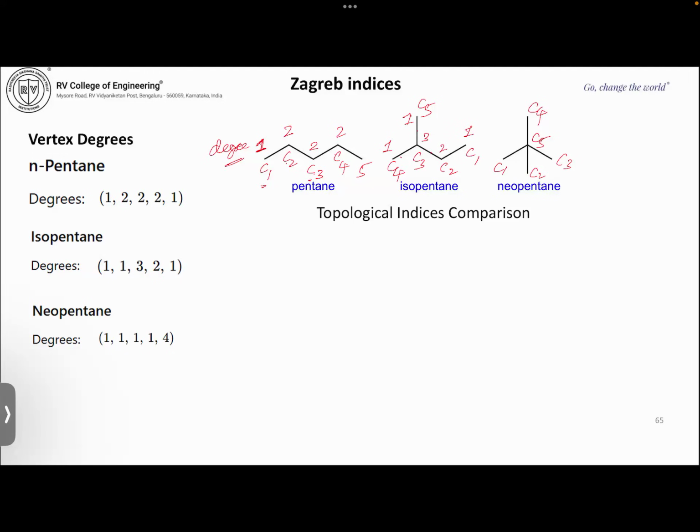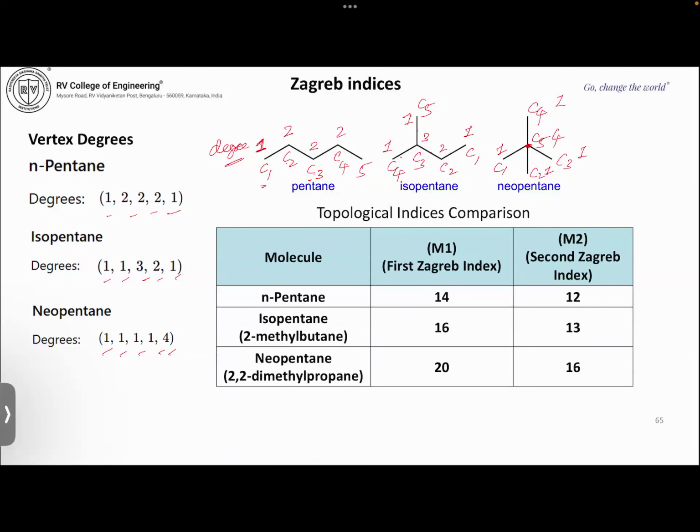In case of neopentane, C1 degree is 1, because it is attached to only one atom. C2 degree is 1, C3 degree is 1, C4 degree is 1, but C5 degree is 4. So we have 1, 1, 1, 1, 4 for neopentane, 1, 1, 3, 2, 1 for isopentane, and 1, 2, 2, 2, 1 for n-pentane. These are the degrees. Once you identify the degrees of each vertex, you can calculate.